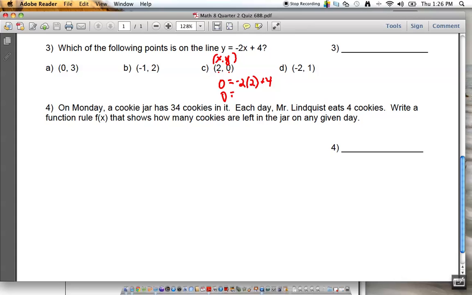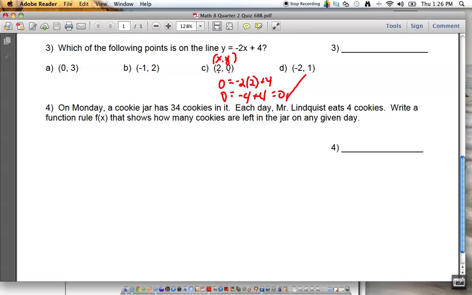Well, what is negative 2 times positive 2? Negative 2 times positive 2. What's negative 2 times positive 2? Negative 4. Plus 4. 4 plus 4 is 0, so therefore she's going to check. All the other three choices would not check.